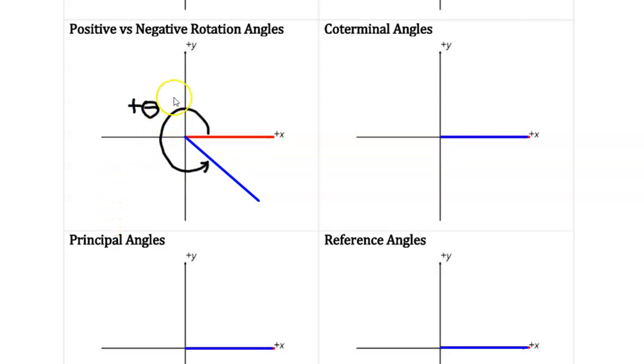On the other hand, a negative rotation angle, which I'll draw in red here, would be rotating in the clockwise direction. So this would be a negative rotation angle.